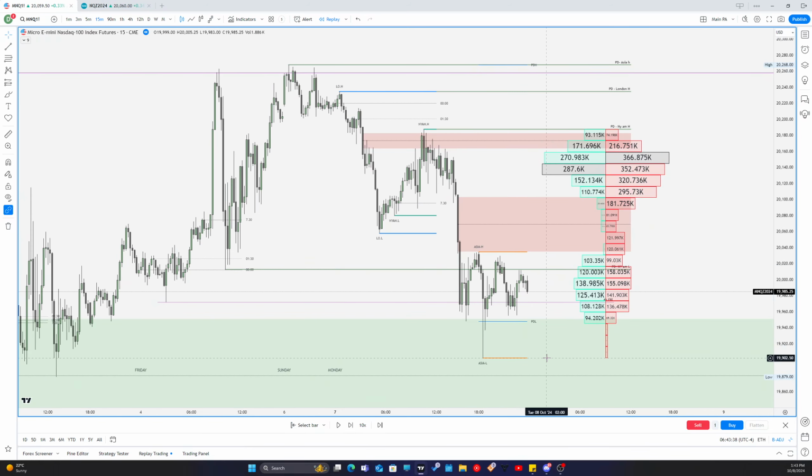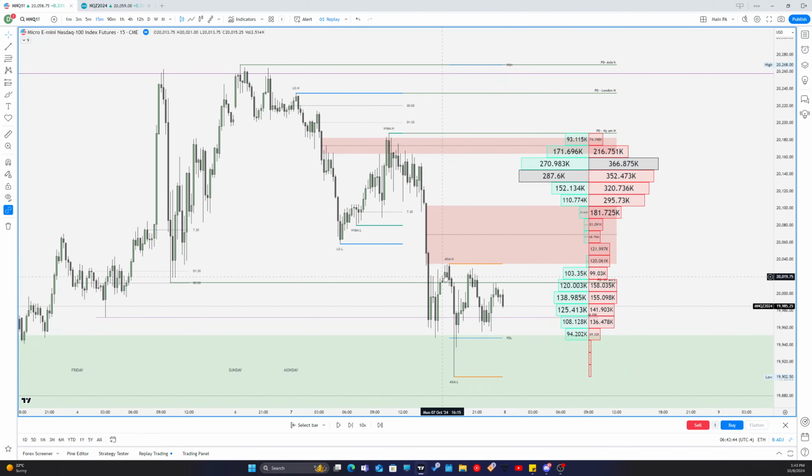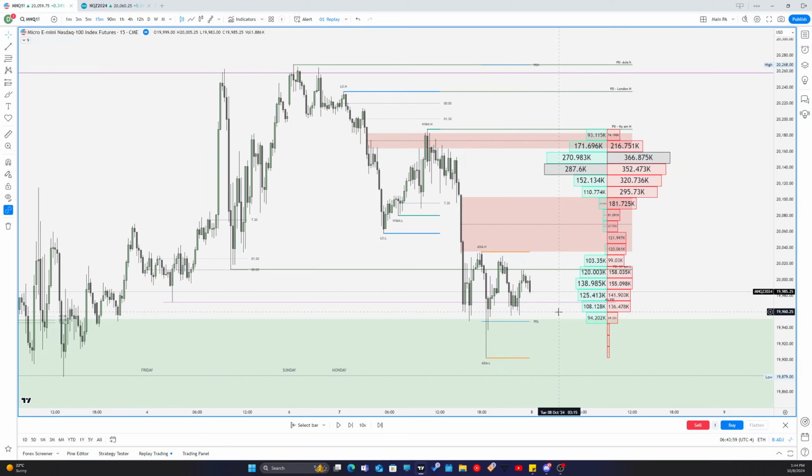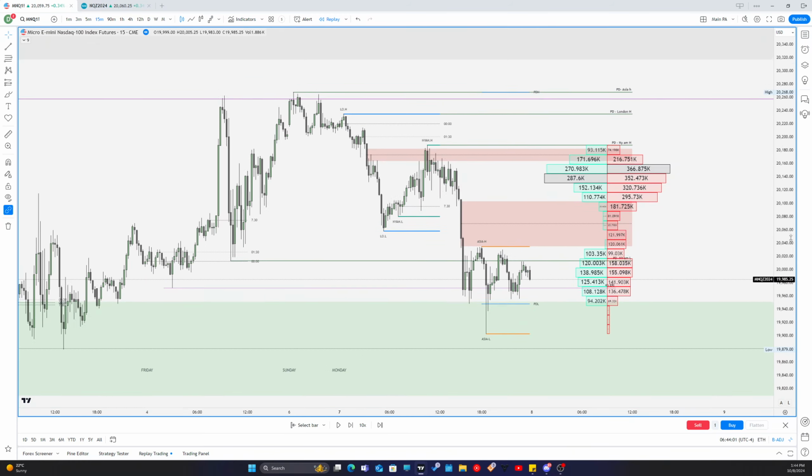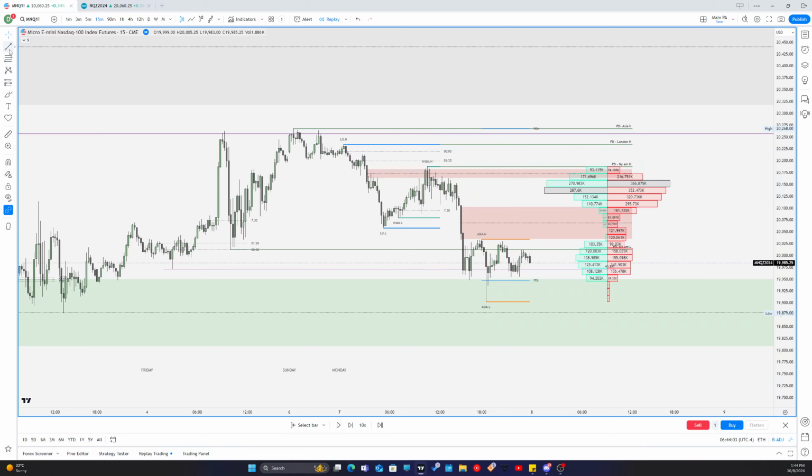Price wicked into this weekly bullish fair value gap. And if you look here, as a retail trader, what do you see? You see an inverted flag or wedge or whatever this might be called, and you think to yourself, oh, this will break to the downside, and your target will be this one, right?